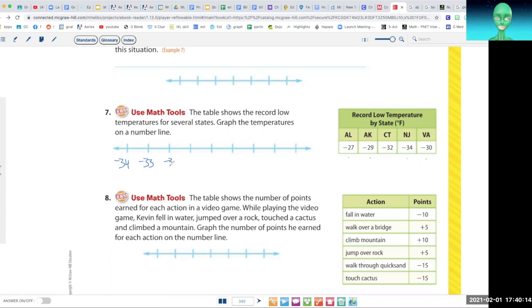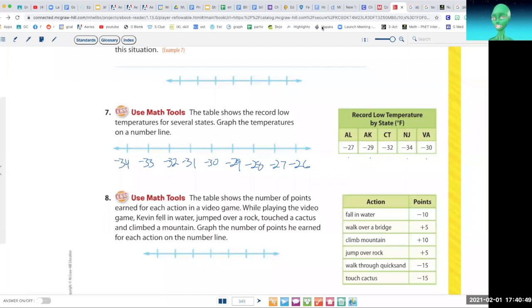-33, -32, -31, -30, -29, oops, I can't draw, -28, -27, and -26. Great, so if you have not labeled your graph like that, please label your graph. Ready, go. All right, great.